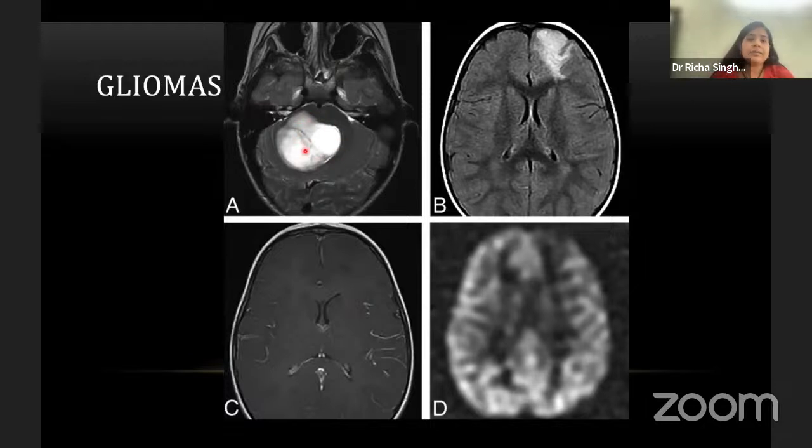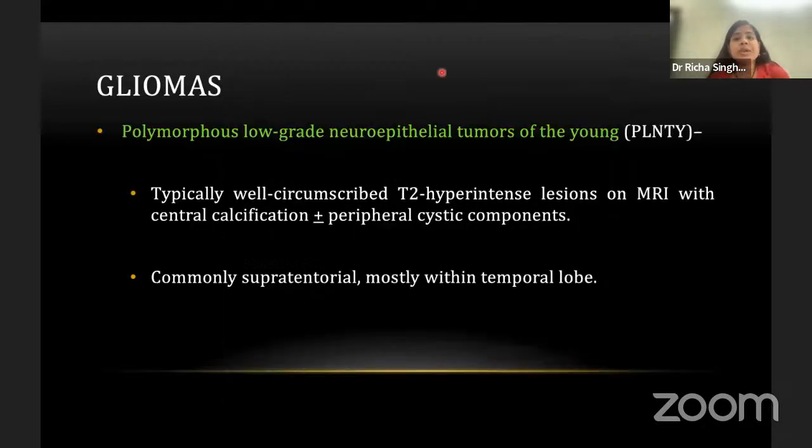This tumor, again, as I described earlier, the expansile pontine tumor, is an example of diffuse astrocytoma, MYB-L1 altered. Now, this is a new tumor entity in the classification of gliomas, which is PLNTY, polymorphous low-grade neuroepithelial tumor of the young. It's a very characteristic lesion which is typically seen in the temporal lobe mostly, and patients present with seizure. They are mostly young patients.